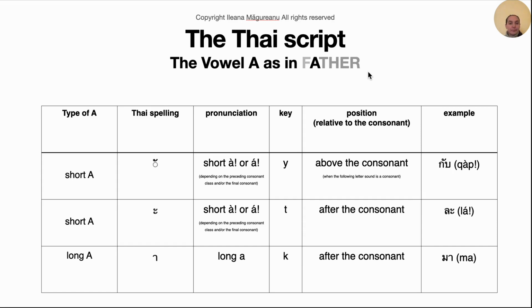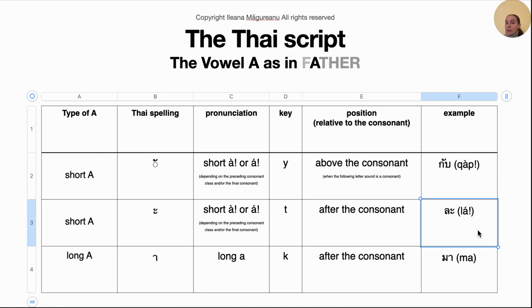All right. So there is the short A, and this can be spelled in two different ways. The first is above the consonant when the following letter sound is a consonant, such as gap. You see this mark on top here. Or it can be spelled like this and positioned after the consonant, as in la.